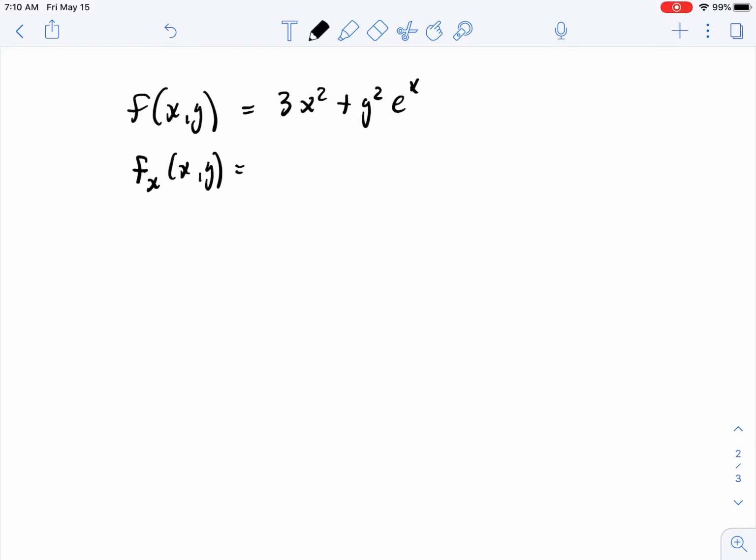Okay, so let's use this one here. So f of x comma y, and let's say you have 3x squared plus y squared e to the x. So let's do the derivative of x first. So again, if you're looking here, we're just doing derivative of this and this only. Everything else is just a constant and comes along for the ride. So this piece here would be just 6x and y squared e to the x.